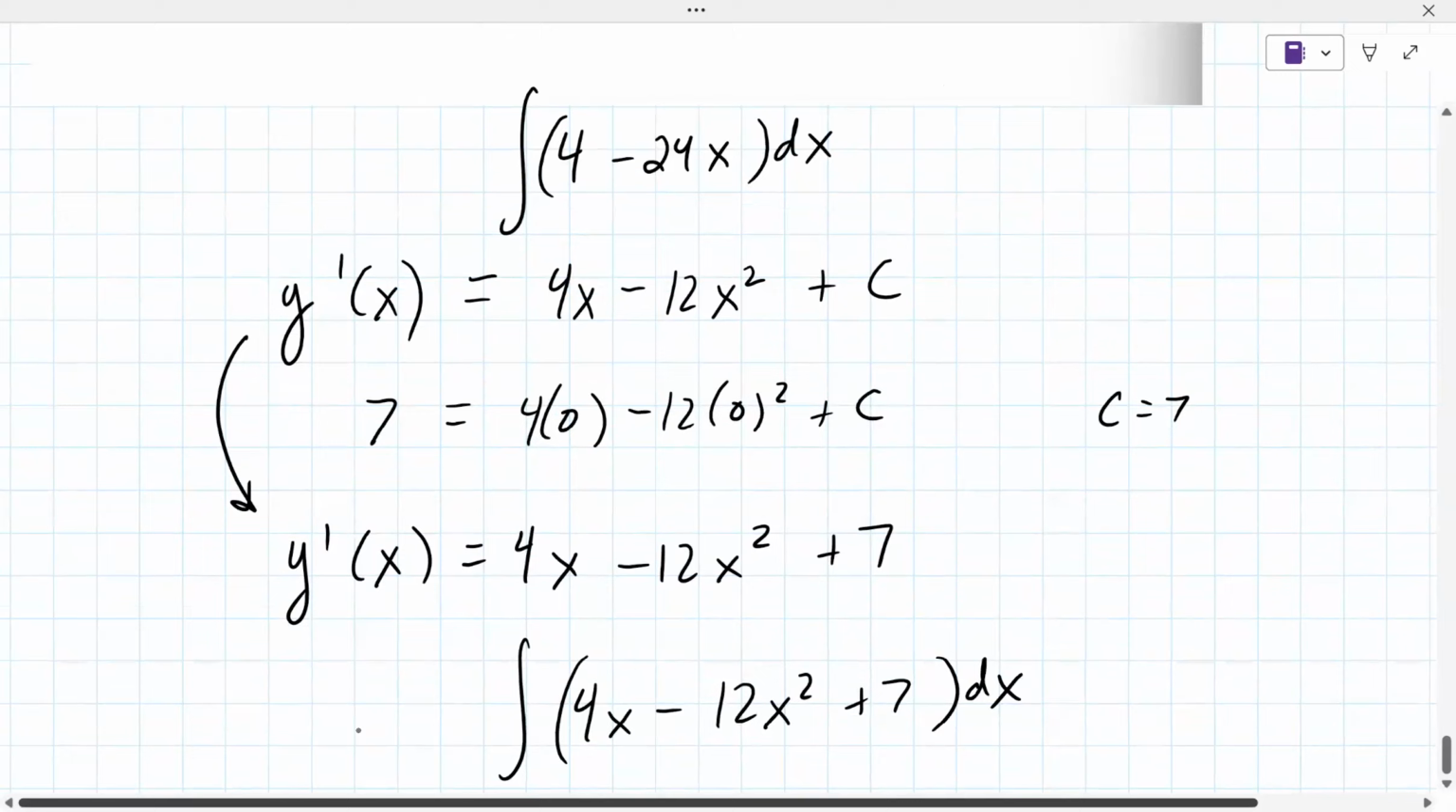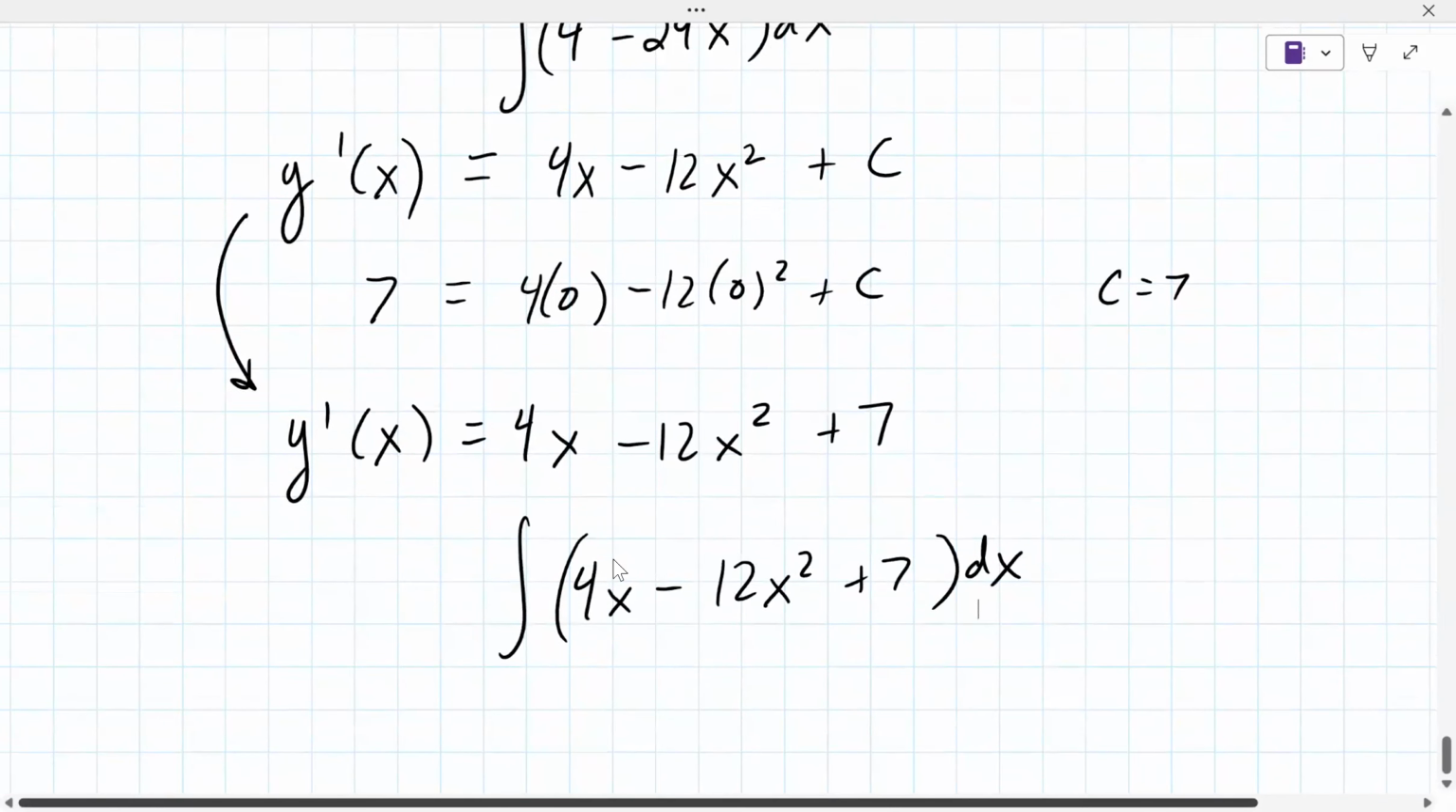All right. So would you find the antiderivative of this for us, please? Yes. Would it be 2x squared minus 4x to the third plus 7x plus c? That is correct. You can always check by taking the derivative, which gets you back to the previous line.